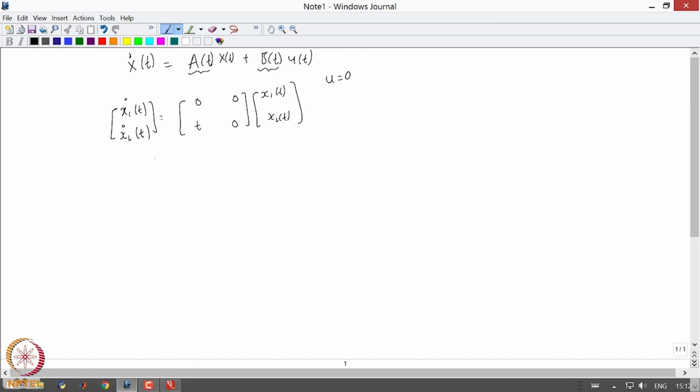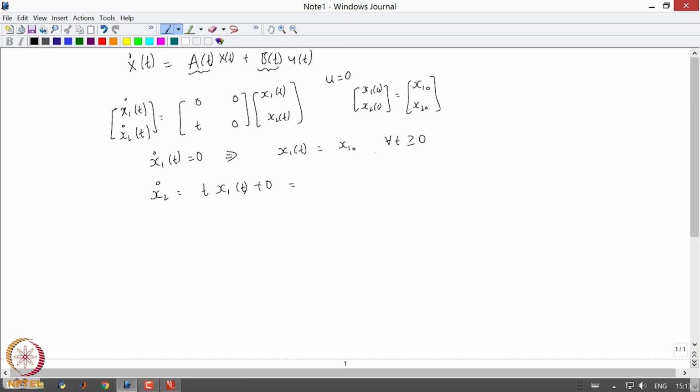If I write down the first equation, that will be x1 dot of t is 0, and let me assume some initial conditions, x1 at 0 and x2 at 0, given by x1(0) and x2(0). This is easy to solve: the solution x1(t) will be x1(0) for all times t greater than or equal to 0. Now the second equation: I have x2 dot is t times x1(t) plus 0.